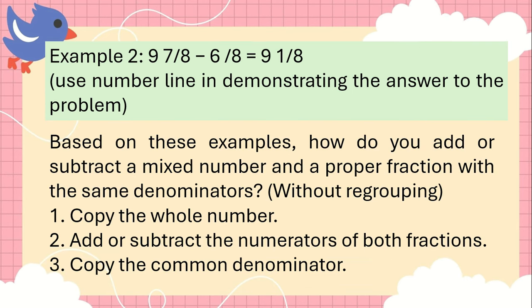9 7/8 minus 6/8 is equal to 9 1/8. Use a number line in demonstrating the answer to the problem. Based on these examples, how do you add or subtract a mixed number and a proper fraction with the same denominators without regrouping? First, copy the whole number. Second, add or subtract the numerators of both fractions. Third, copy the common denominator.